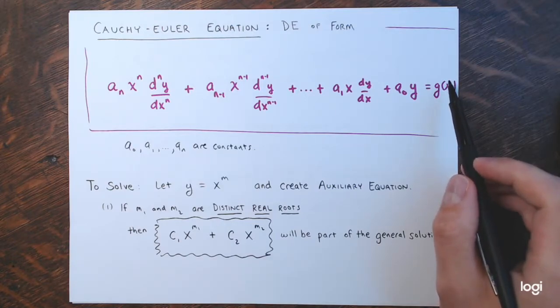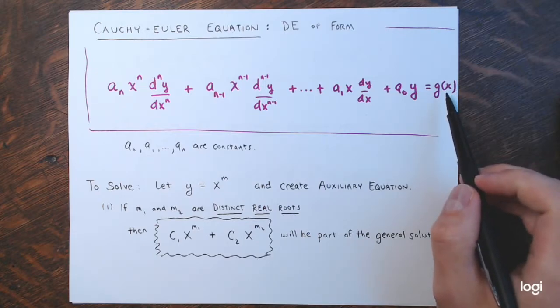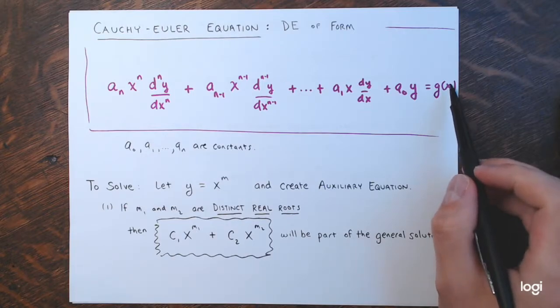Now, like I said at the top of the video, I'm going to be focusing in this video on solving homogeneous Cauchy-Euler equations, so this will be 0 over here.